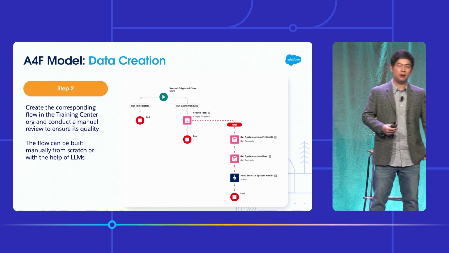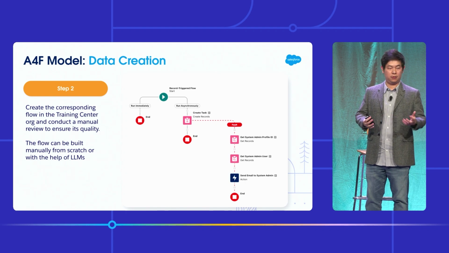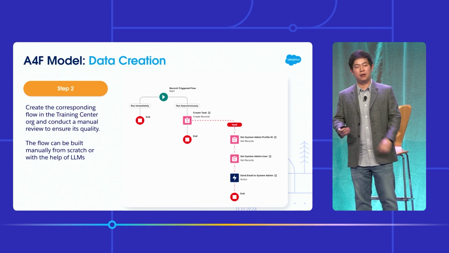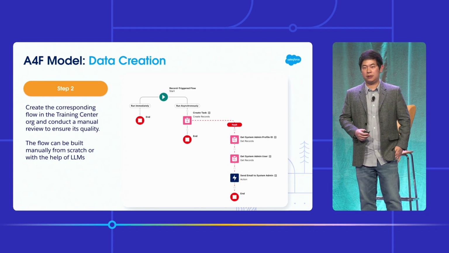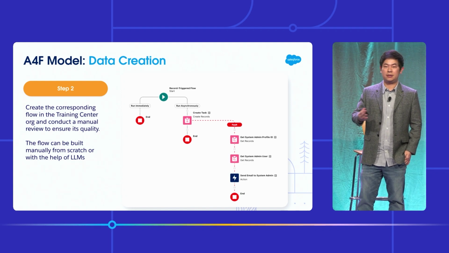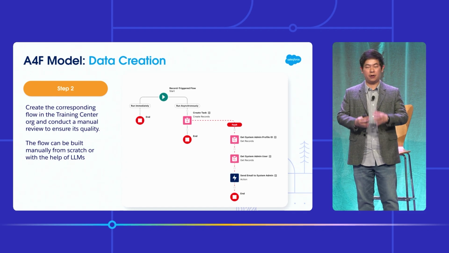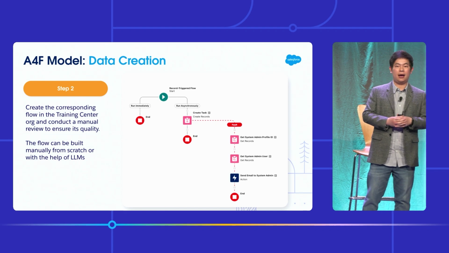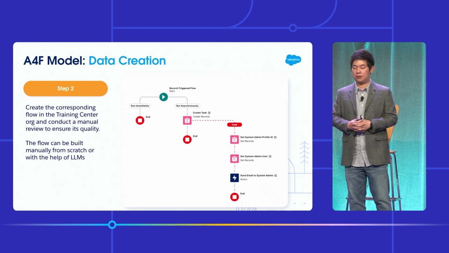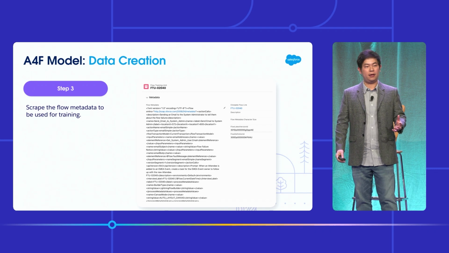And then, by looking at the prompts, our Flow experts will create the corresponding flow in the training org. First, in this example, we always make sure we have a fault path here to enforce best practices. In the early days, all of the flows were manually created by our Flow experts. But recently, we're also leveraging LLMs to facilitate this process. But of course, eventually, all of the data is manually checked very carefully by the experts to ensure its quality.